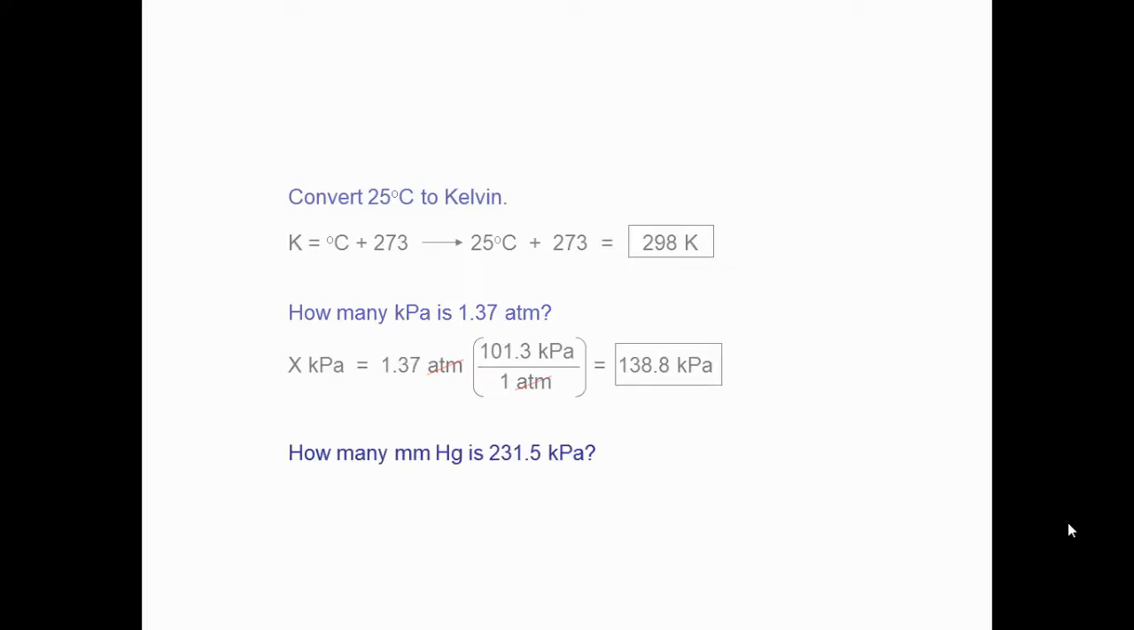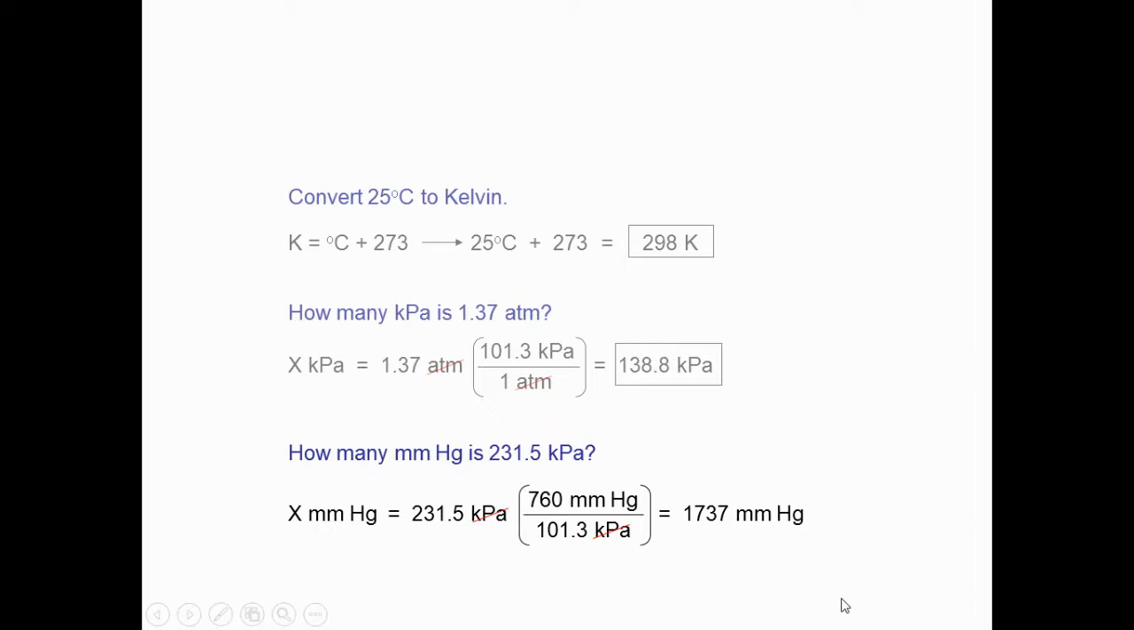Let's try one more. How many millimeters of mercury are equivalent to 231.5 kilopascal? Well, we'll write that out. X millimeters of mercury equal 231.5 kilopascal. We're going to use our conversion factor. In this case, 101.3 kilopascal is equal to 760 millimeters. Which one needs to go in the denominator to make that cancel? Good. If you said 101.3 kilopascal, you are correct. 760 millimeters goes in the numerator. Kilopascal cancels like that. Multiply 231.5 times 760 divided by 101.3, and you'll get your answer, 1,737 millimeters of mercury.